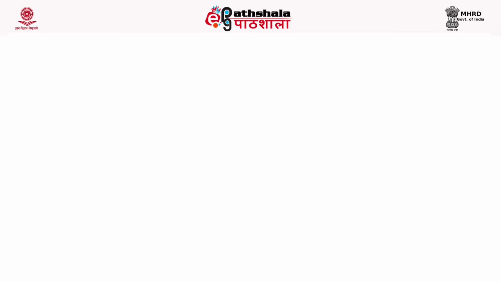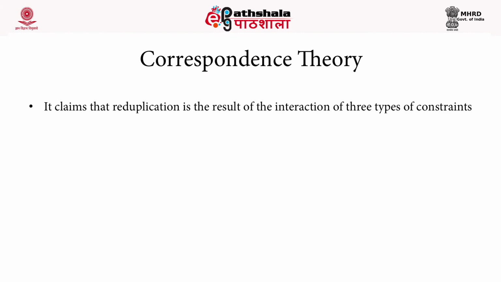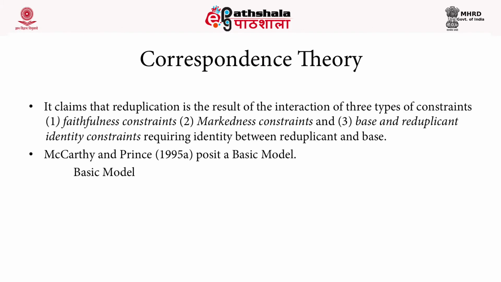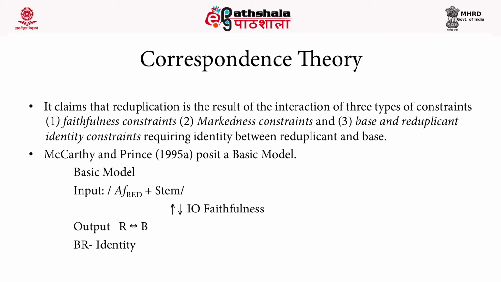Correspondence theory of reduplication is an attempt at explaining reduplication in OT. It claims that reduplication is the result of the interaction of three types of constraints. One, faithfulness constraints; second, the markedness constraints; and third, the base and reduplicant identity constraints. McCarthy and Prince posited a basic model.